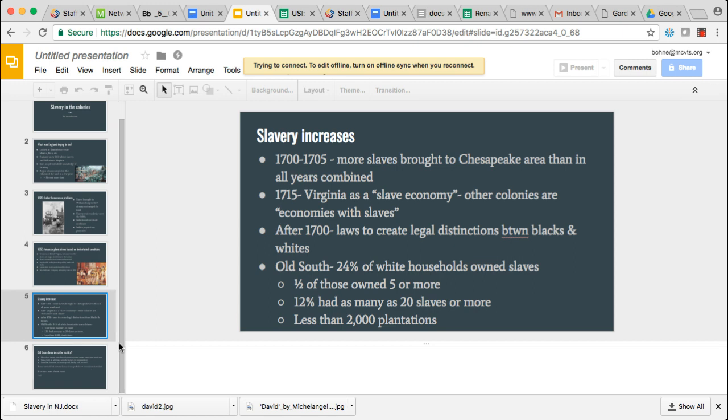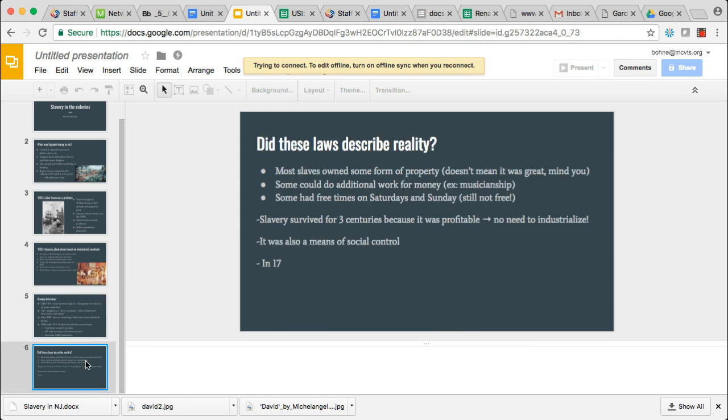Here it is. Virginia was a slave economy. The other colonies were economies with slaves. So in the Virginia colony, slavery was a necessity for them to do what they were doing, unlike the other colonies. Okay, so did these laws describe the reality, the legal laws at the time?